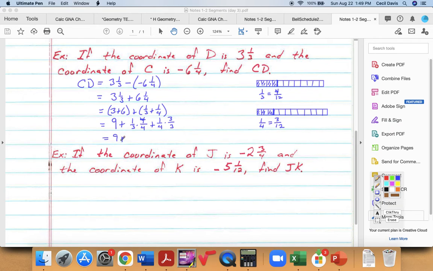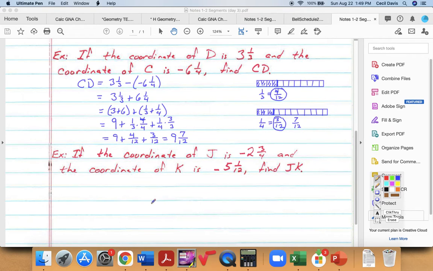So that's 9 plus 4/12 plus 3/12 is 9 and 7/12. And always at the end you look to see if you can reduce that. Notice over here if we add the 4/12 and the 3/12, we get 7/12 also. But we'd rather not have to spend all our time drawing these things out and dividing them up into pieces. It'd be easier to do it this way.